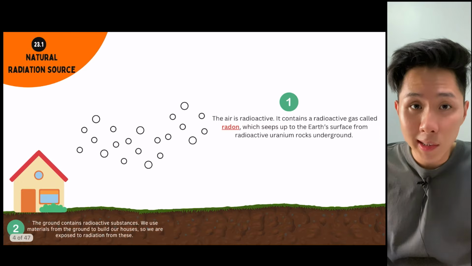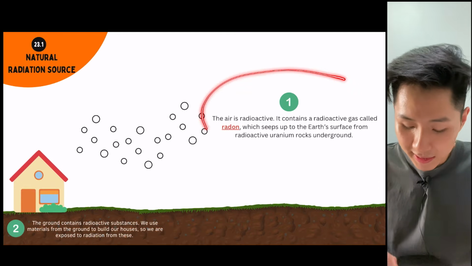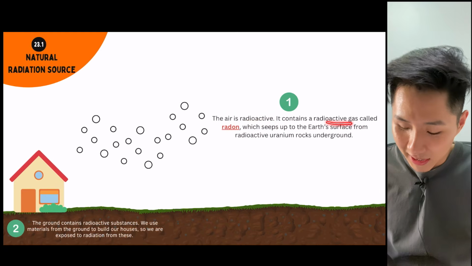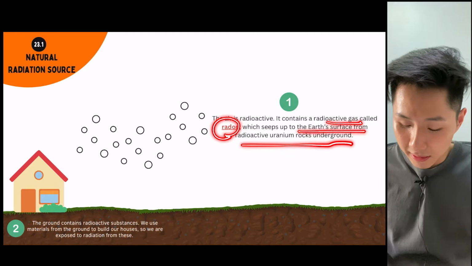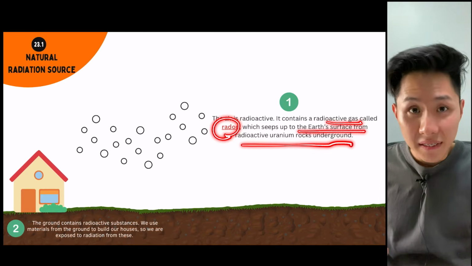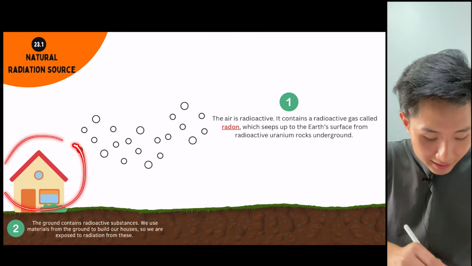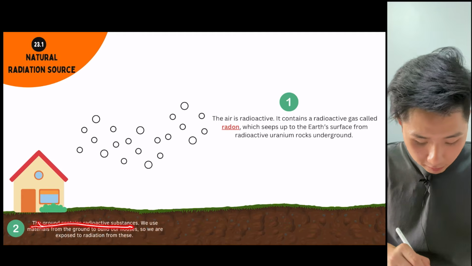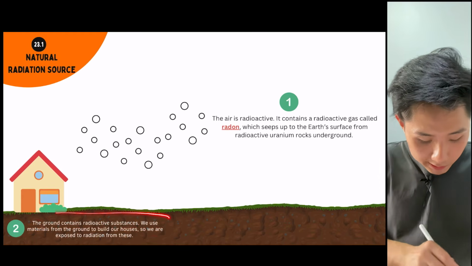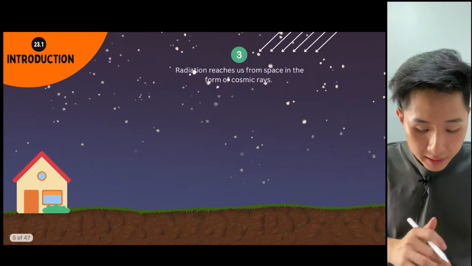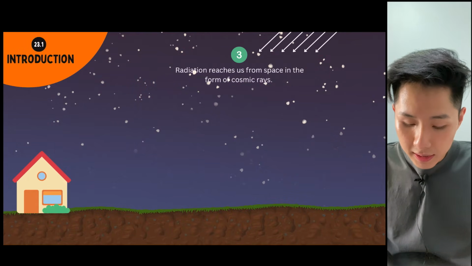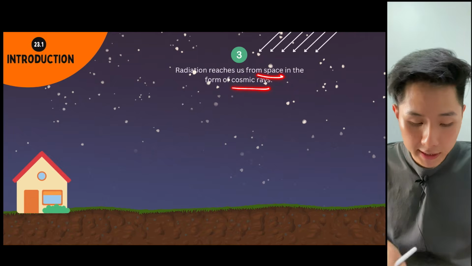So here are some of the sources of radiation. First one is from the air that we are breathing. The air is radioactive. It contains a radioactive gas called radon, which seeps out from the Earth's surface from radioactive uranium rocks underground. The other thing is that because we stay in a home, we also take in radioactive substances from the ground, because we use materials from the ground to build our houses. Radiation can also reach us via cosmic rays from space.